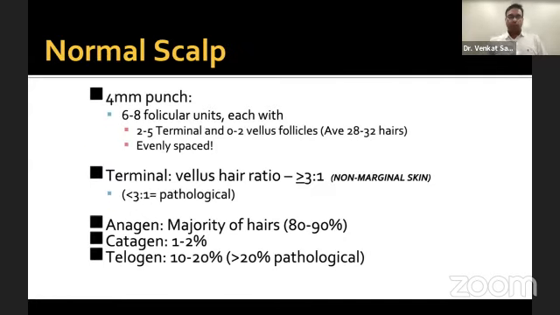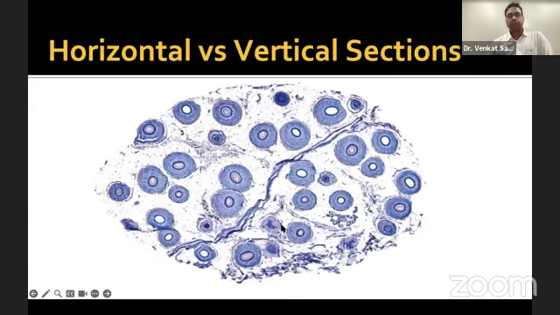So you can take a screenshot of this if you want to. Normal scalp 4 millimeter punch has 6 to 8 follicular units, each with 2 to 8 terminal and 0 to 2 vellus follicles. Average is 28 to 32 hairs. They're evenly spaced. Terminal vellus hair ratio we discussed. This also we discussed.